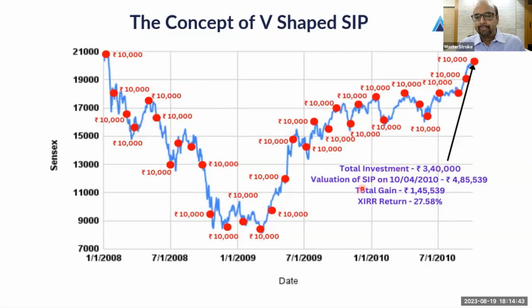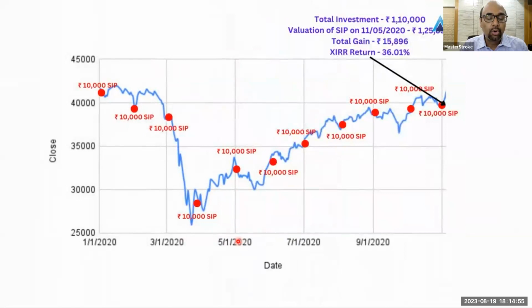Valuation of SIP is 4,85,000, and total gain is 1,45,000. XIRR return is 27%. Similarly, if you started in the COVID period, January 1st, at the highest index of, let's say, around 44,000 or whatever it was, 10,000 each, it fell down, and then it was again a V-shaped thing like this.